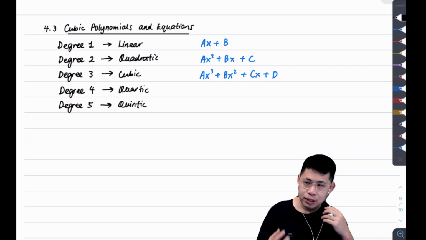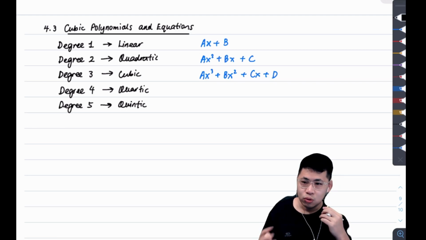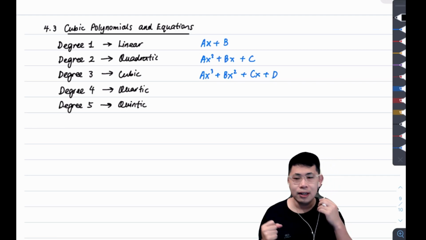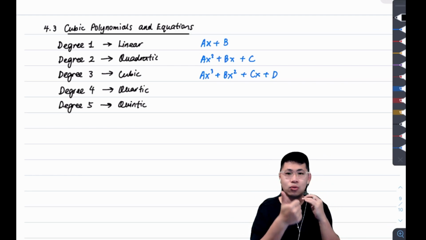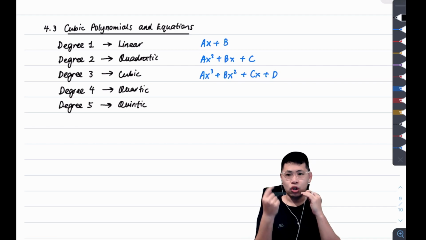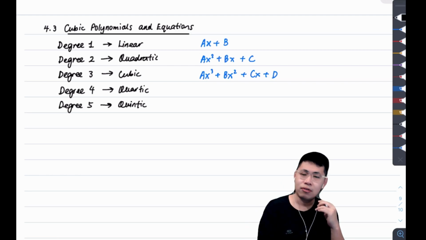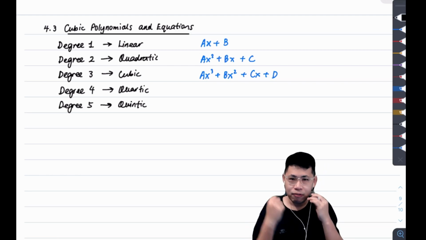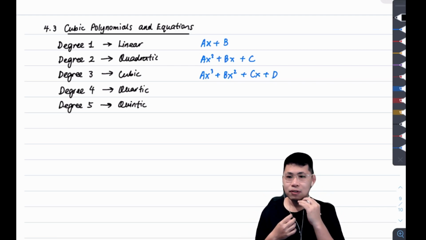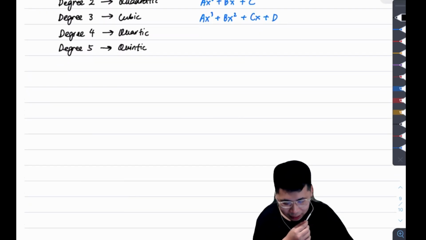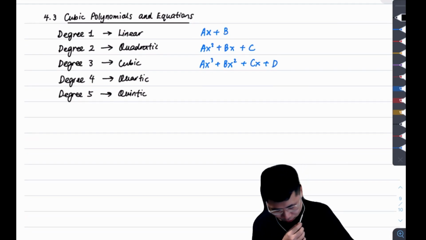So with degree 3 expressions and equations, we will need to know 2 big skills. Like quadratic equations, we need to know how to factorize them and how to solve them. Similarly for cubic polynomials and equations, we need to know how to factorize and solve them. So this part is mainly about factorizing and solving cubic polynomials and equations. Without further ado, let us go to the first kind of factorization, which is our sum and differences of cubes.